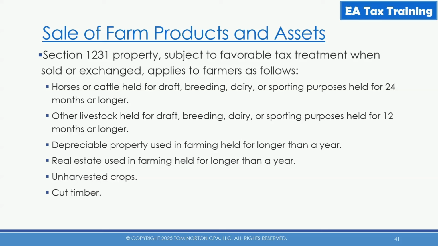Unharvested crops, they are Section 1231 property, no matter how long they've been held, no matter how long they have been in the ground. So unharvested crops get Section 1231 treatment, and cut timber. So it's already been cut, but it doesn't matter how long you've had it, it gets Section 1231 treatment.